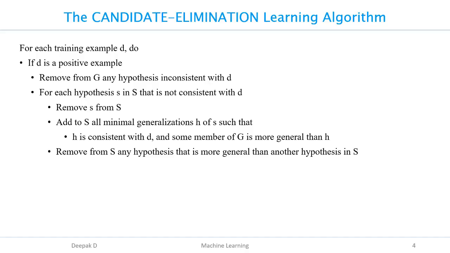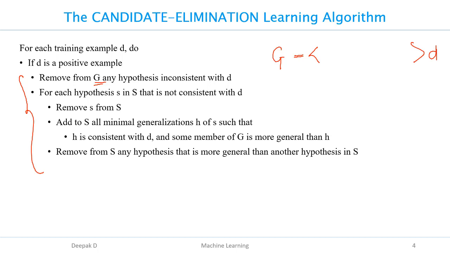Next, for each training example, we shall see what we have to do. Now let's begin with the training examples. If you have a positive training example, you need to perform some computation, and if you have negative examples, then we shall see how to perform that. Let's consider the first case. If you have a positive instance, you have to remove from the G boundary any hypothesis which is inconsistent with D. This is your first step.